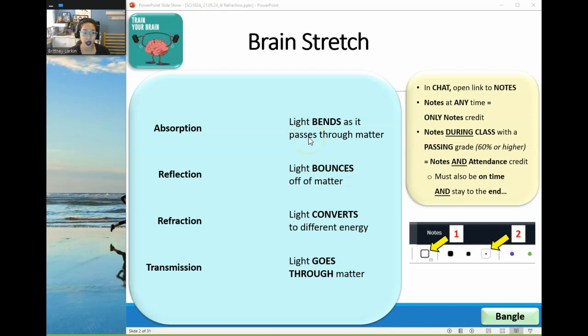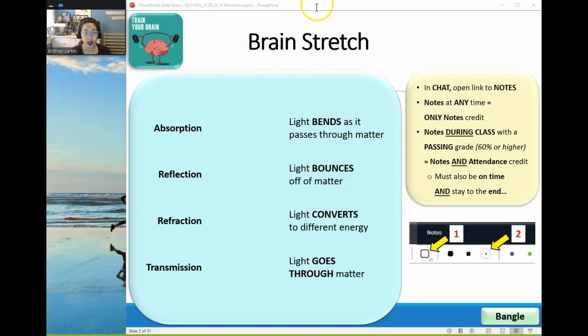Alright, so let's go ahead and take a moment to pause the video and try to match these up on your own, and then we'll go over the answers. Alright, so taking a look here, you have absorption, reflection, refraction, and transmission of light. So we want to think about what all of these things mean.